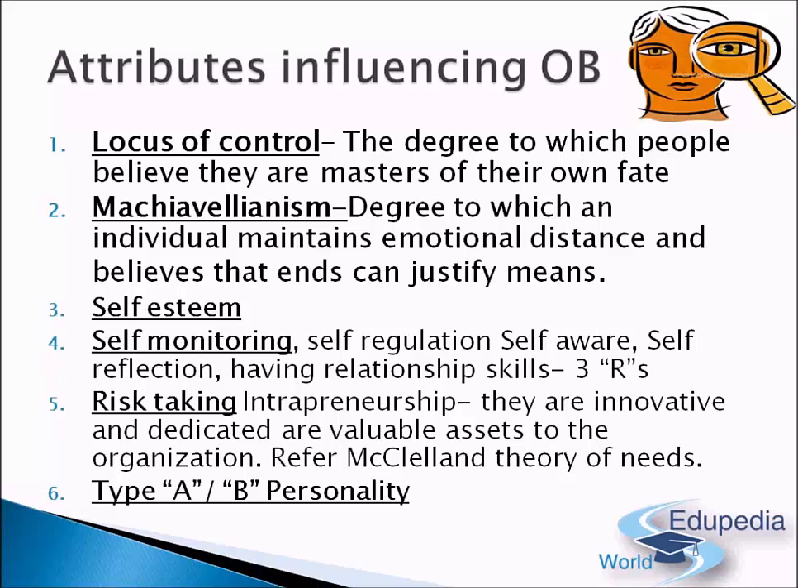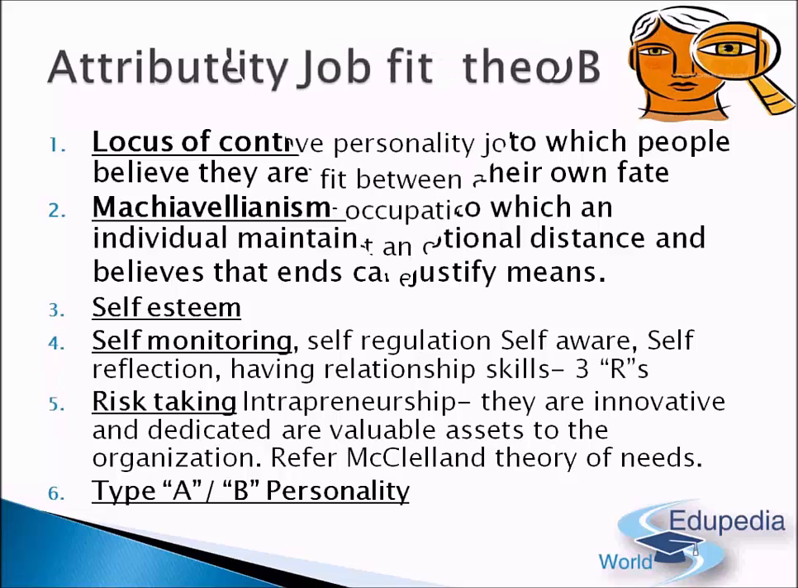Here we can refer to McClelland's theory of needs, where he said that a person has 3 types of needs: need for affiliation, need for power and need for achievement. This type of people have more need for achievement. Type A and Type B personality we have already discussed.